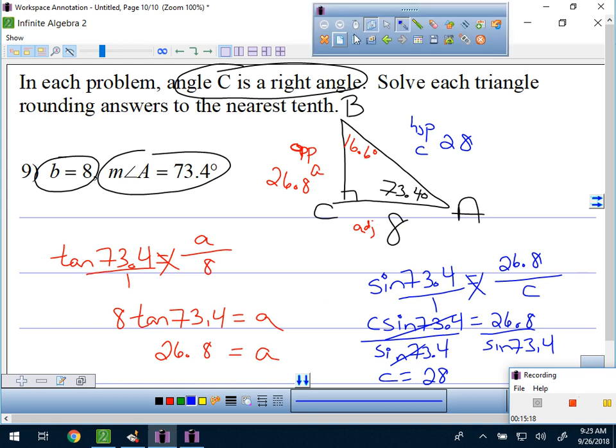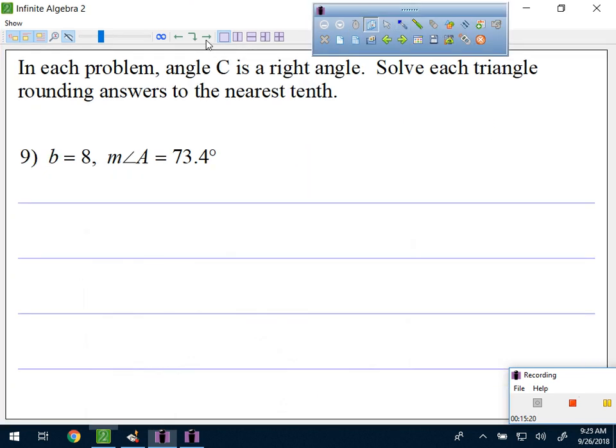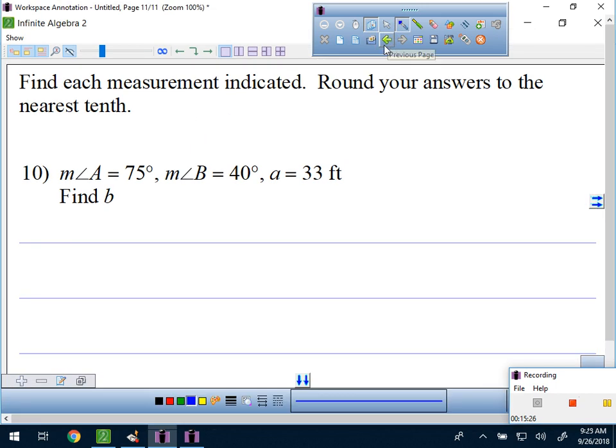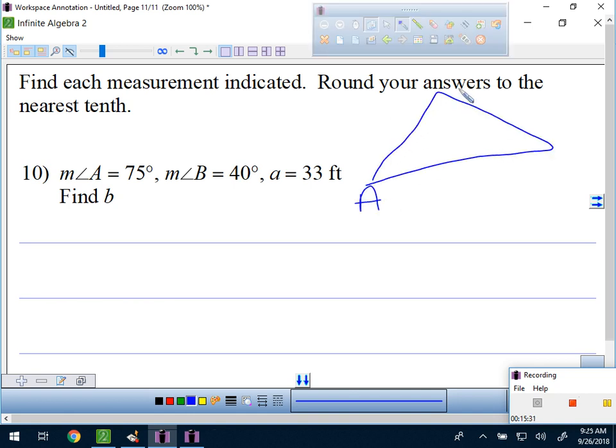All right, moving on, number 10. For number 10, it says, now this is what's key because a lot of people missed this on test 2 when I did it. If I do not tell you it's a right triangle, you cannot assume that it's a right triangle. So nowhere in there does it say right angle. It tells me that angle A is 75. It tells me that angle B is 40. It tells me that side A is 33. It wants you to find side B.